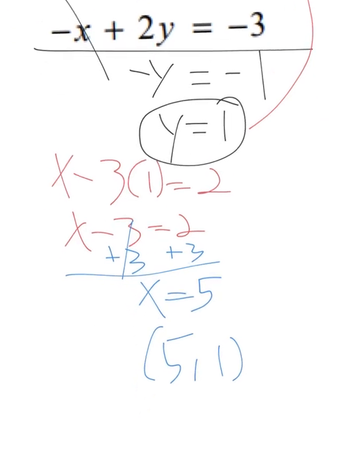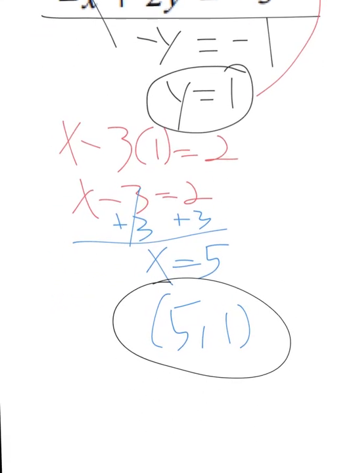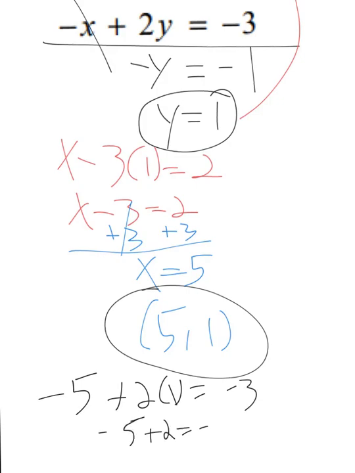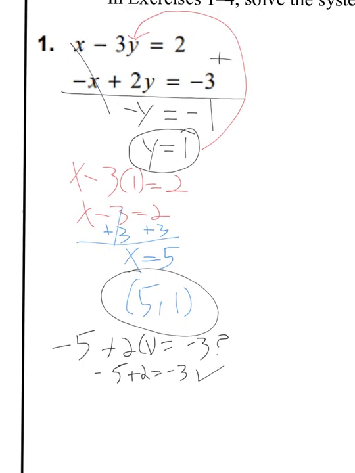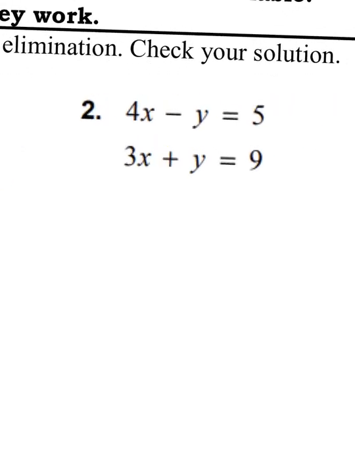And so you can always check your work by plugging it in, and it should work for both equations. So I'll just plug it into that bottom equation since it didn't seem like we did anything with it, but when we did the elimination process, we did use that second equation. But let's see here. So it says negative x, so I'm going to write negative 5 plus 2y, so 2 times 1. Does that equal negative 3? Does negative 5 plus 2 equal negative 3? Yes, it does. That's basically it. Let's move on to the next example.